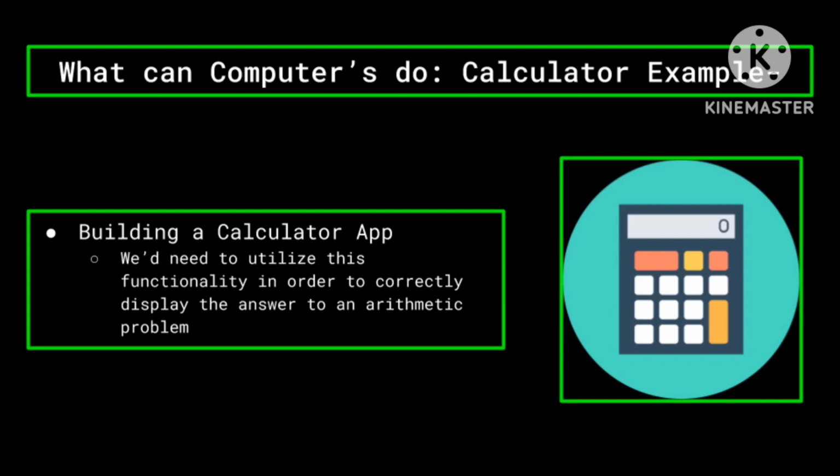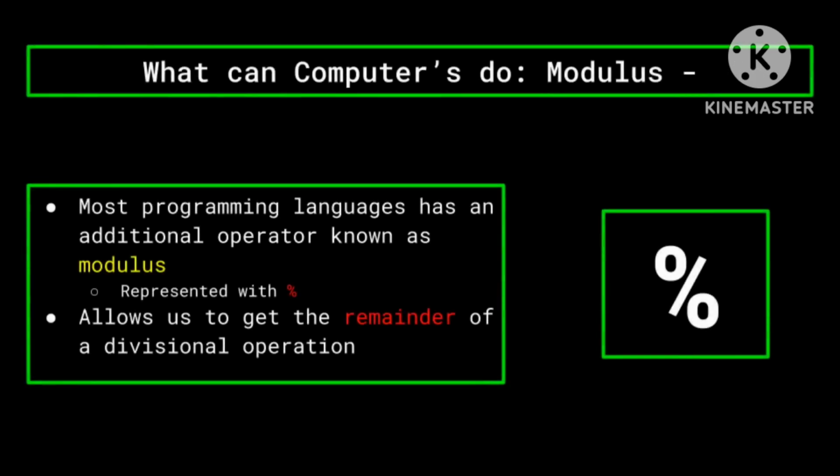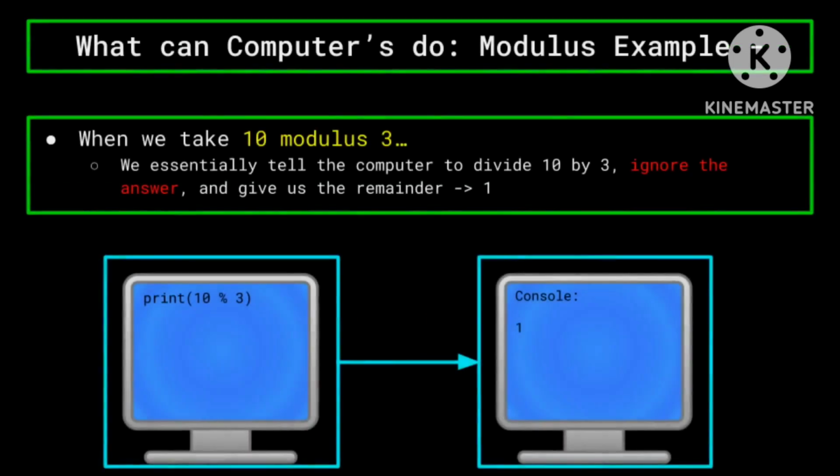Now, in addition to the four basic math equations, most programming languages include an additional operator known as modulus. If this is your first time hearing this word, don't worry, since it's not usually taught in math classes. Modulus allows us to get the remainder of a divisional operation. For example, when we take 10 modulus 3, we are essentially telling the computer to take 10, divide it by 3, ignore the actual answer, and just give us the remainder of the operation, in this case 1.